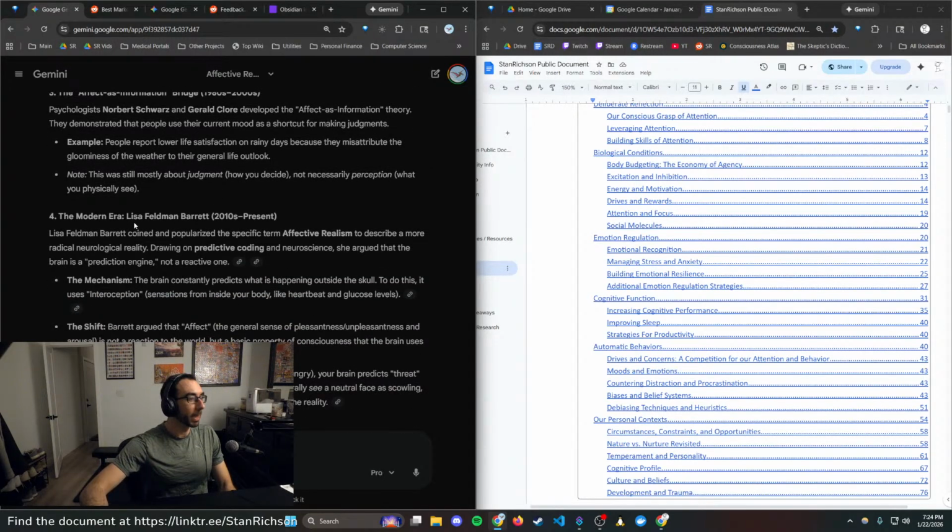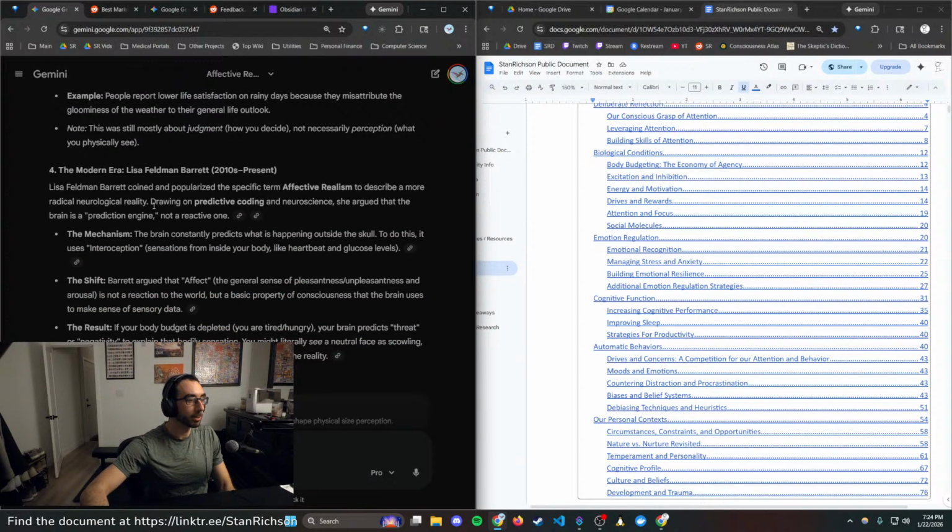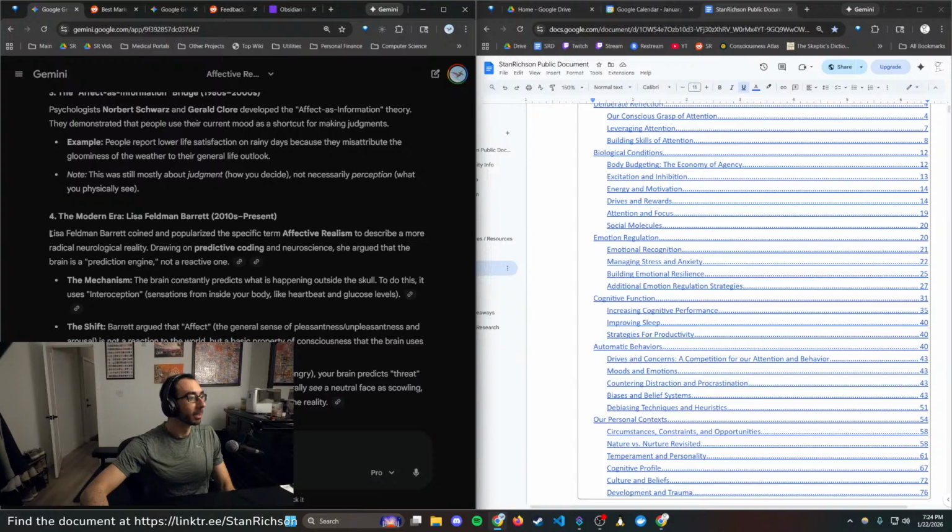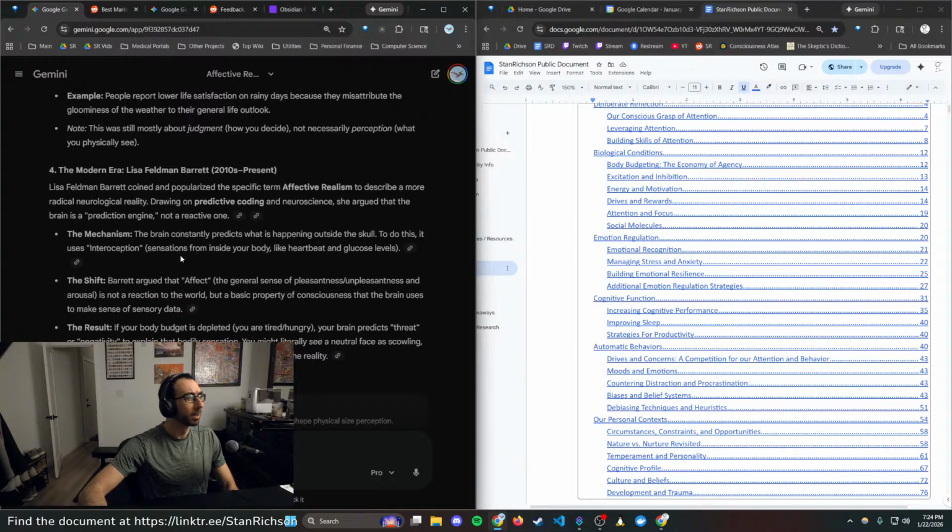The modern era. Damasio better get a shout out here. Lisa Feldman Barrett coined and popularized the specific term affective realism to describe a more radical neurological reality. Drawing on predictive coding and neuroscience, she argued that the brain is a predictive engine, not a reactive one. The brain constantly predicts what is happening outside the skull. To do this, it uses interoception, sensations from inside your body like heartbeat and glucose levels.